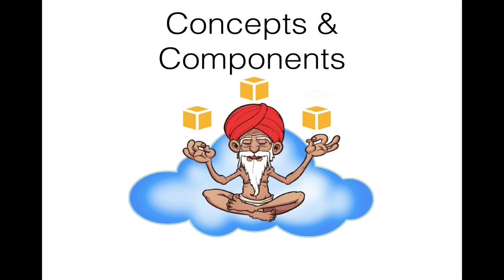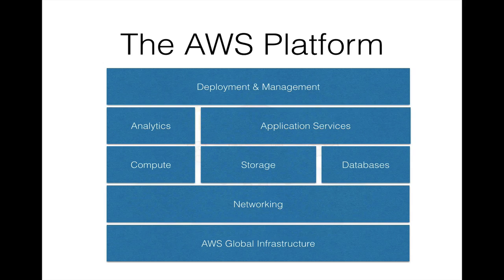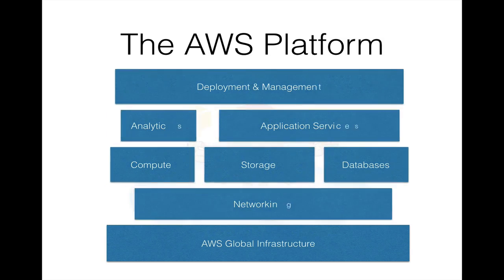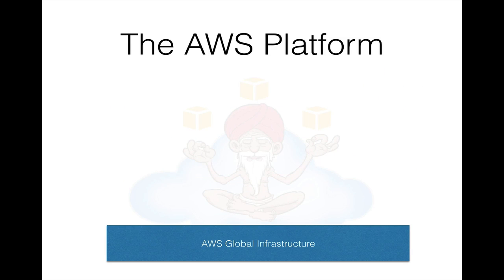This lecture is a high-level look at the AWS platform, and it's going to be broken down into two sections just to keep it under 20 minutes per lecture. So if we go ahead and have a look at the platform, the AWS platform is made up of various components. Starting from the bottom, we'll look at the AWS Global Infrastructure layer.